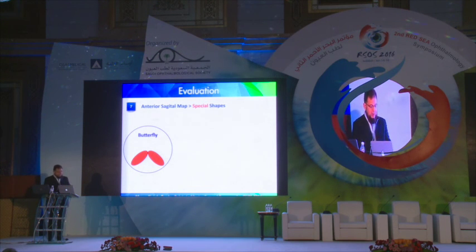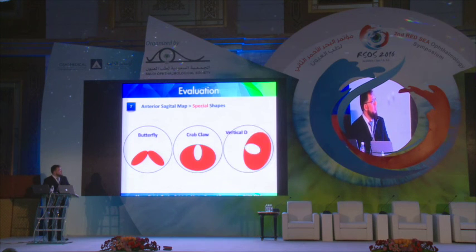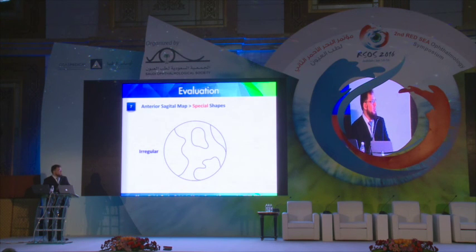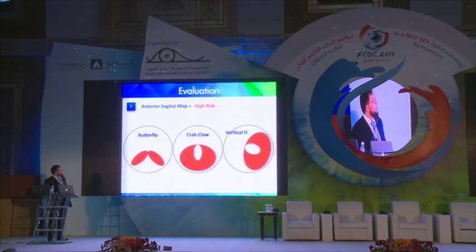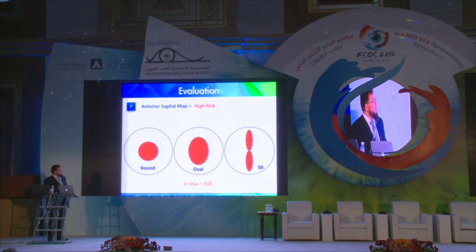We have special shapes like butterfly, crab claw, vertical D, and smiling face, in addition to irregular shape, which can be seen in scars after previous surgeries or when we have pterygium. Now let us classify these shapes into high risk when I see skewed radial axis above 22 degrees. These special shapes are always abnormal, always high risk. And when I have the symmetric shapes but the Kmax is above 50, it is high risk in these cases.